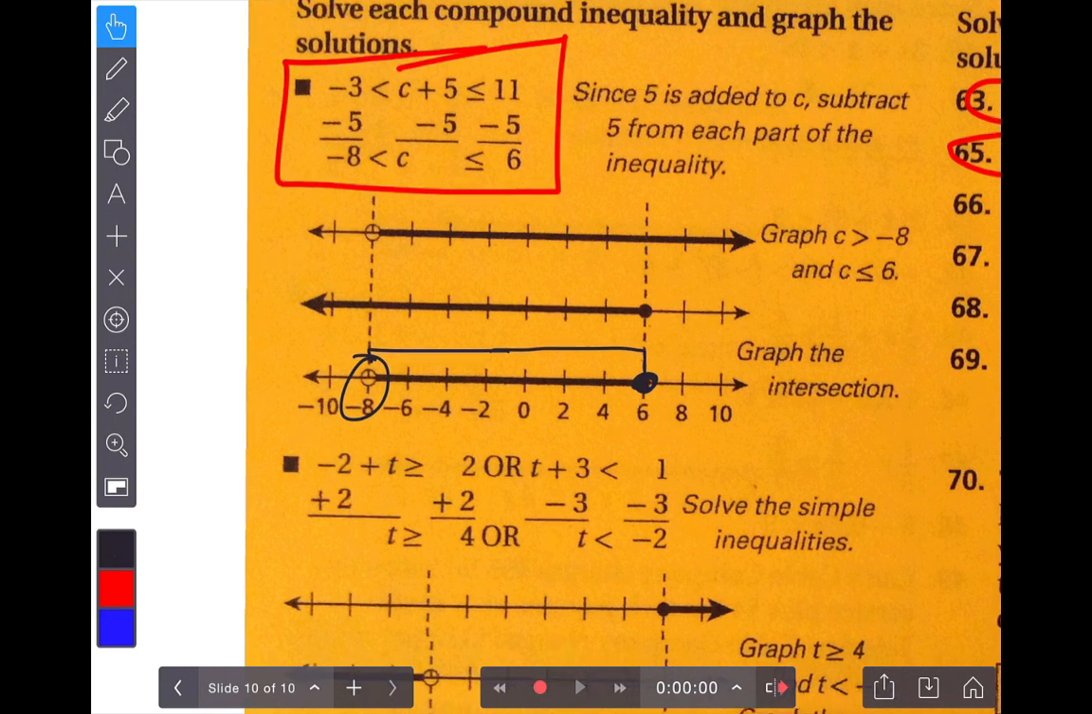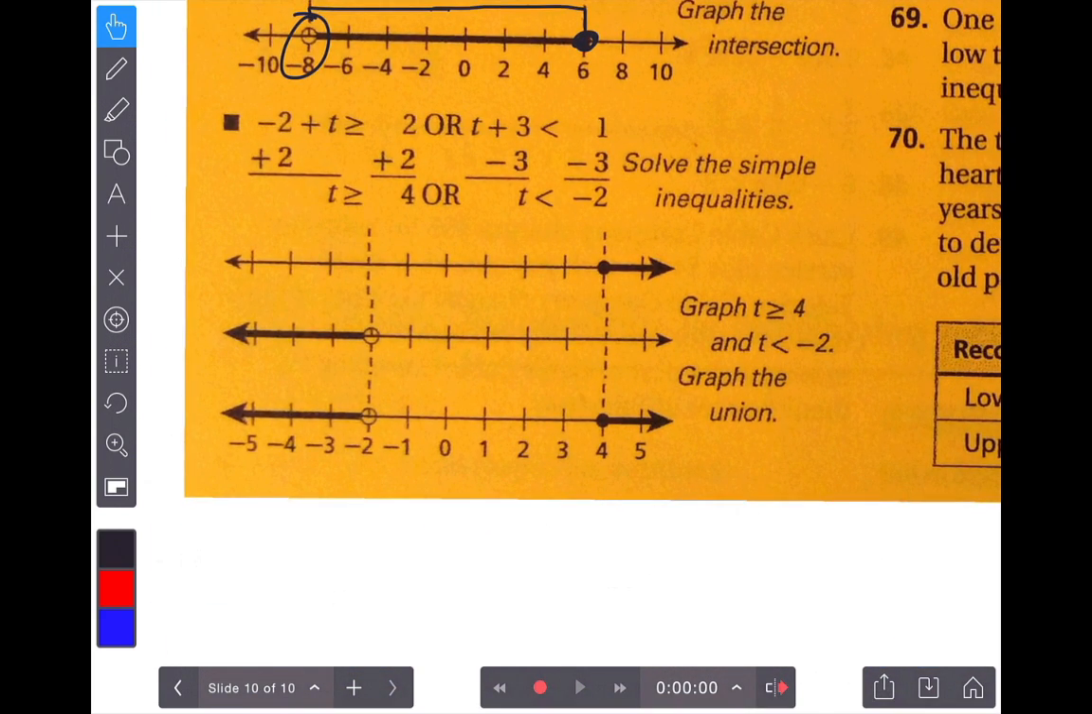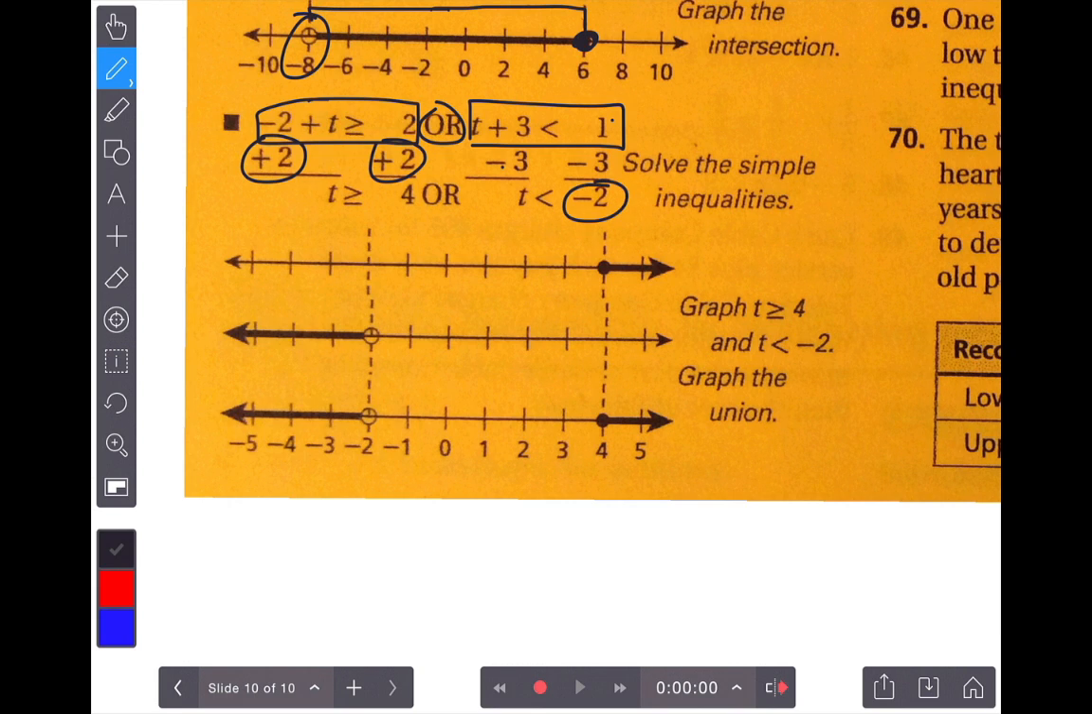Now, look at this or statement. It's this or this. So negative 2 plus 2. Notice they added the 2 to both sides. 2 plus 2 is 4. Subtract the 3. 1 minus 3 is negative 2. So it's t is greater than positive 4.